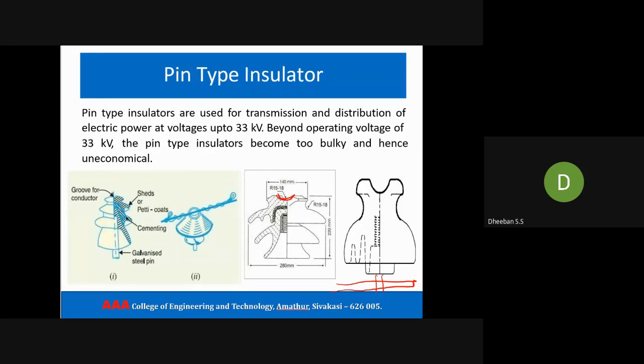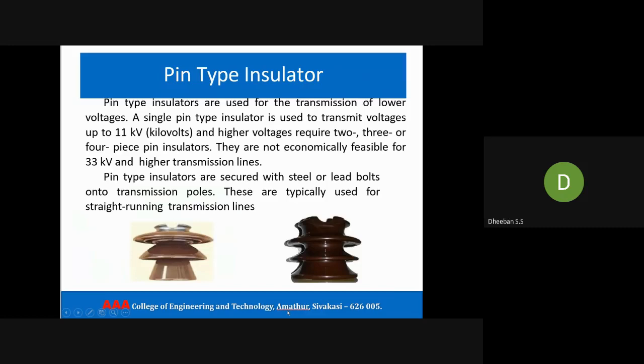As I said, based upon the voltage rating only, you will be selecting the type of insulator. For the pin type insulator, you will be using it up to 33 kV. Beyond this, you cannot go for the pin type, as it becomes too bulky and uneconomical. That's the main reason. So, moving on.